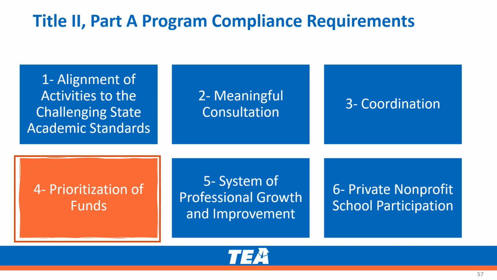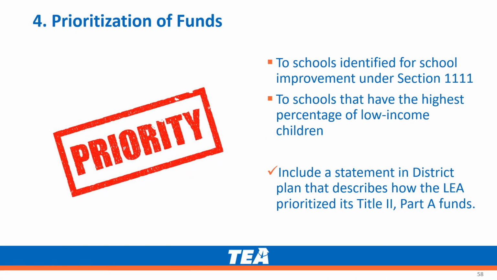Now let's take a look at prioritization of funds. LEAs are required to prioritize the use of Title II Part A funds to schools that have been identified for school improvement by TEA and to schools that have the highest percentage of low-income children. One way to help document compliance with this requirement is to include a statement in the district improvement plan that describes how the LEA prioritizes its Title II Part A funds. The LEA should also retain documentation that shows Title II Part A activities and their costs for each campus correlated to school improvement status and low income percentage.